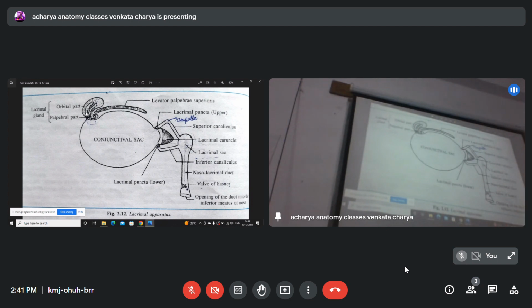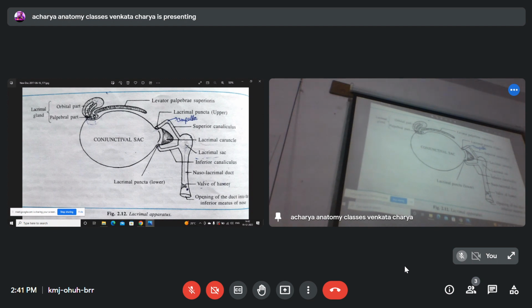Next, the superior and inferior canaliculus open into the lacrimal sac. They open into the lacrimal sac. Are you getting it?